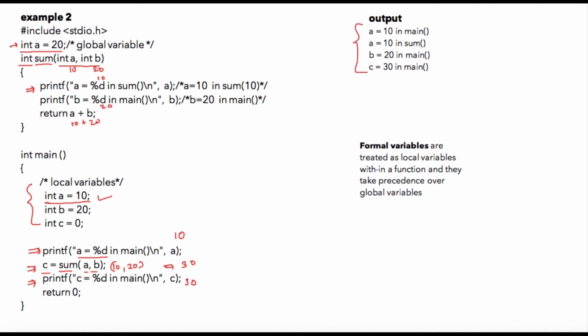Important point that I wanted to make in this lesson is about formal variables, wherein local variables are given higher precedence than global variables. In the next lecture, we are going to write few programs on function, so that will make your understanding more better.